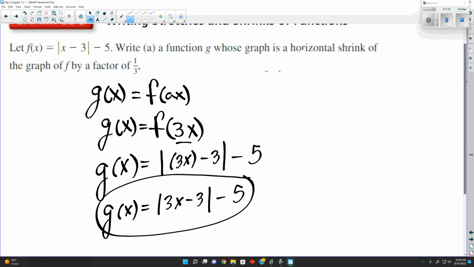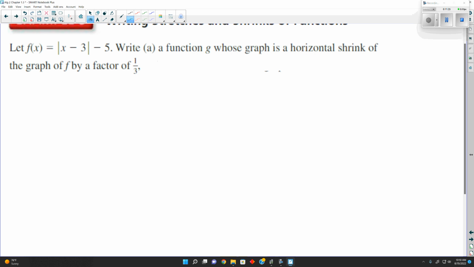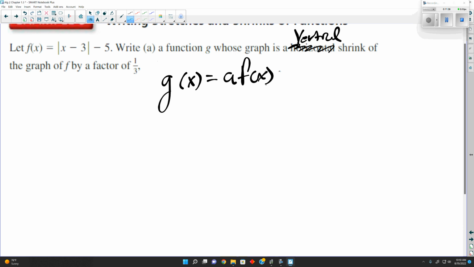Questions on this here? So that's if it was horizontal, and it says vertical, yes? Because I think they all say vertical. So I'm going to go on and erase this. So if we talked about this being vertical, we would say that g of x is equal to a times f of x, if it's a vertical shrink.